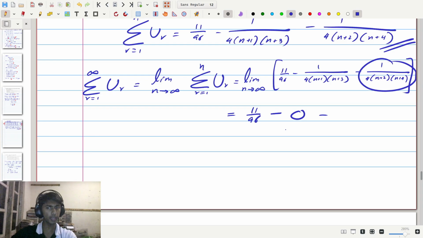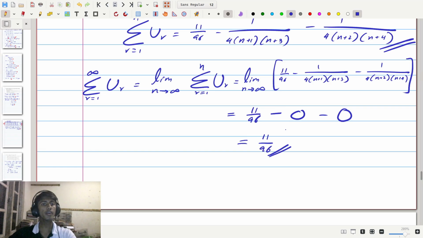Now we could prove this formally, but since this is a very small part of the question, we can just directly say, since the powers of n on the denominator are greater than the numerator, or the order of the overall thing is negative, we're going to approach 0 as we take the limit as n approaches infinity. So therefore this term also becomes 0. Due to this, we have 11 over 96 minus 0, which is equal to 11 over 96. So our sum up to infinity of u of r terms approaches a constant, and the constant value it approaches is 11 over 96.